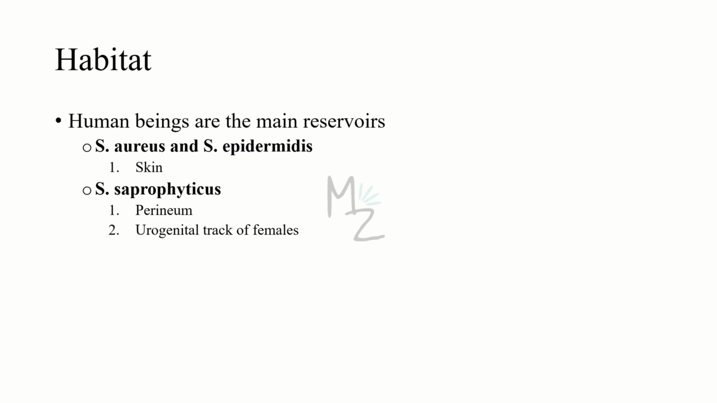So the distance between the anus and urogenital tract of females is quite small, so this organism is responsible for causing infection mainly in females and is also present in the urogenital tract of females.